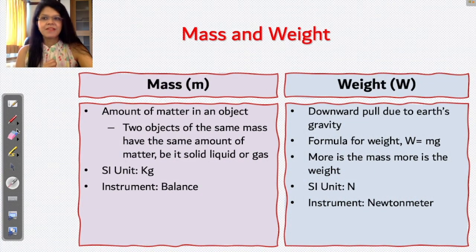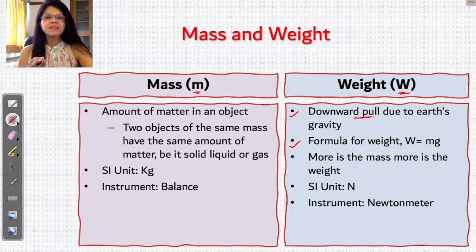Weight is denoted usually by capital W. Mass is denoted by M. So what is weight? The downward pull due to the Earth's gravity is the weight on Earth. It is a downward pull by the Earth's gravity. Very important to understand the second point as well. Let's go point by point. It is a downward pull.